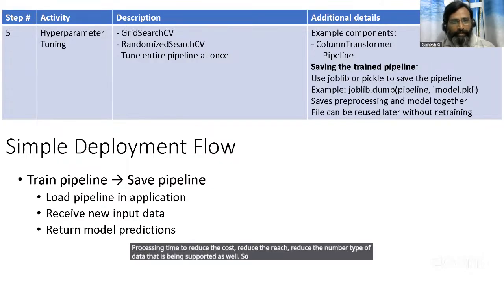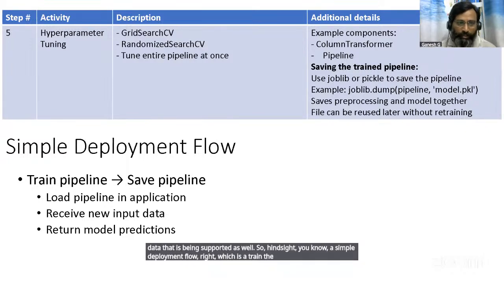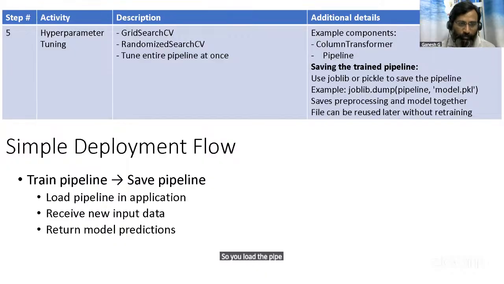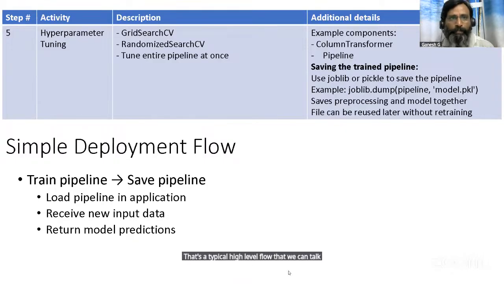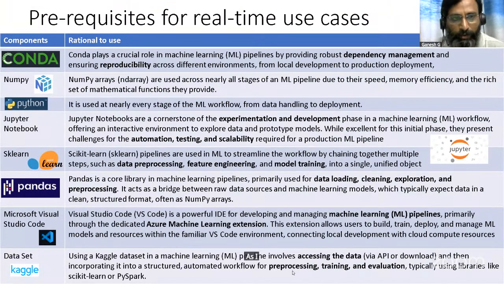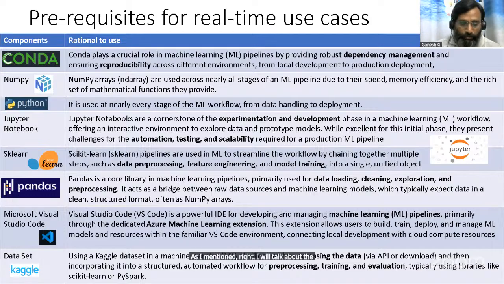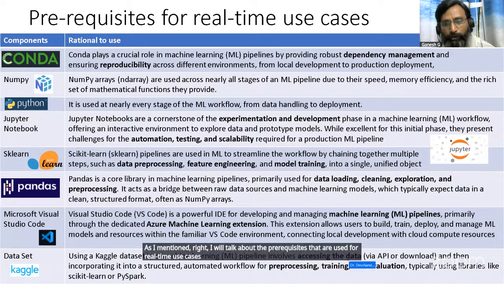So in hindsight, a simple deployment flow is to train the pipeline and then save it. Then you load the pipeline, you review the data, and then you return the model prediction. That's the typical high level flow that we can talk about. Now, as I mentioned, I will talk about the prerequisites that are used for real time use cases. So we spoke about it, right?